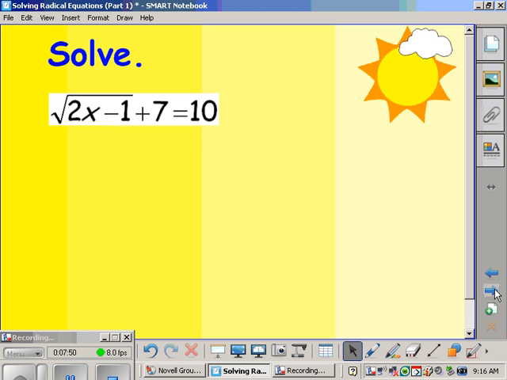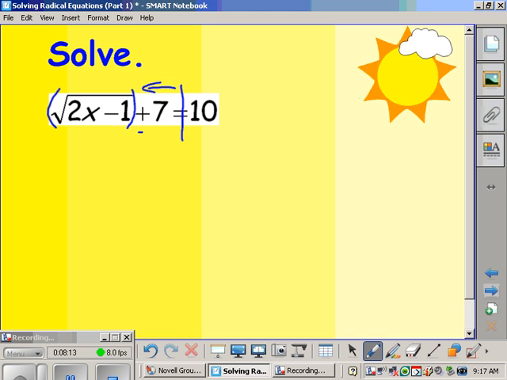Let's take a look at the next problem. Here we have radical 2x minus 1 plus 7 equals 10. If you look at the left side of the equal sign, notice the radical portion is not isolated because there is a number outside of the radical, which is the 7. So we first need to move that to the right to isolate the radical.